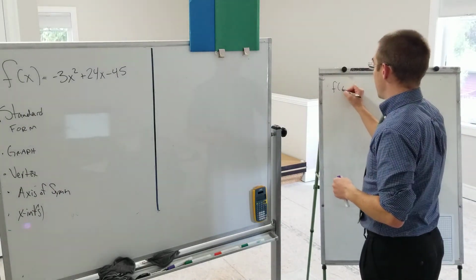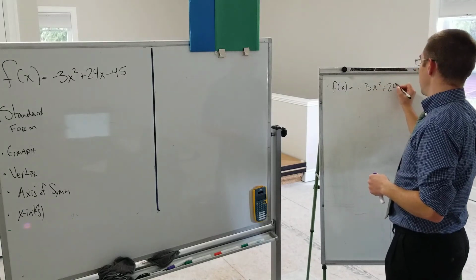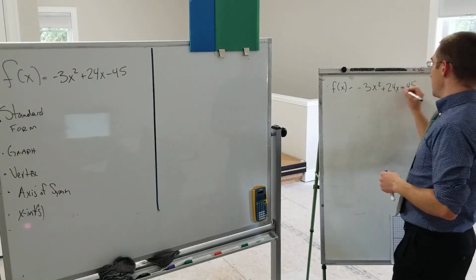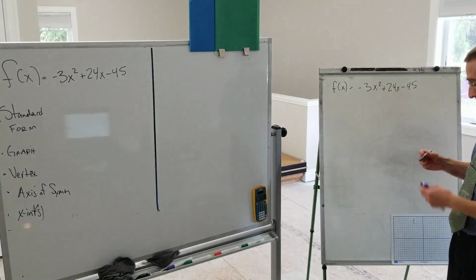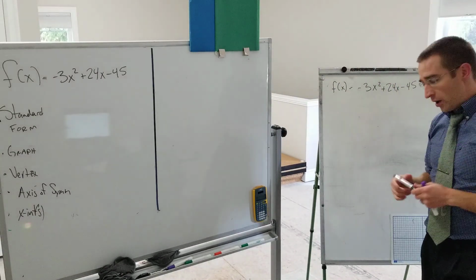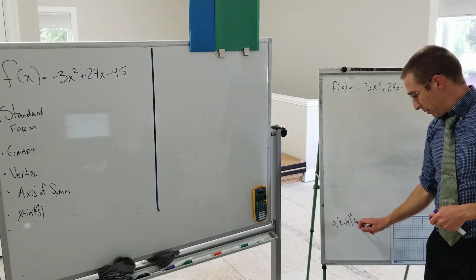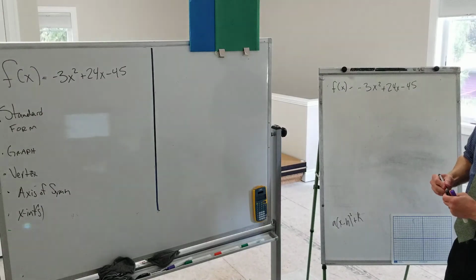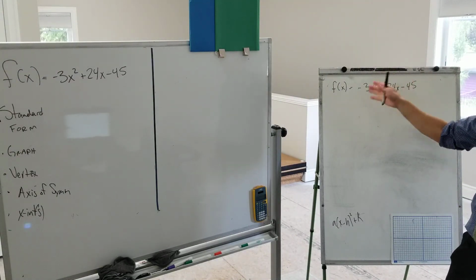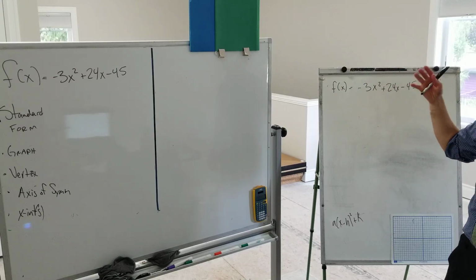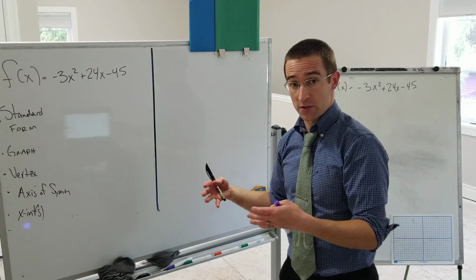So we have f of x equals negative 3x squared plus 24x minus 45. Let's just look at this part here. Let's not worry about the f of x. It'll stay f of x the whole time. What we want, remember, is a times (x minus h) squared plus k. Here, we have a negative 3 in front of the x squared. That's going to be our a value. What we need to do is factor that out of all of the x parts.